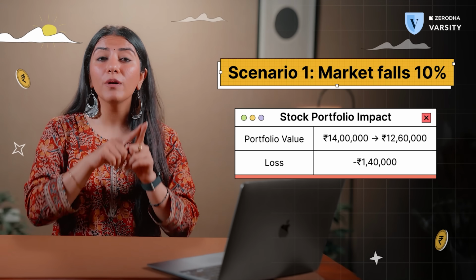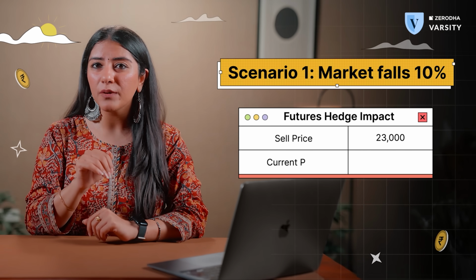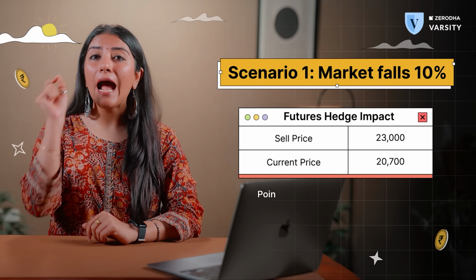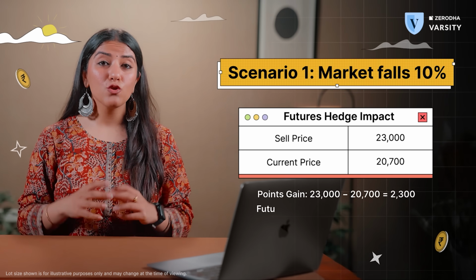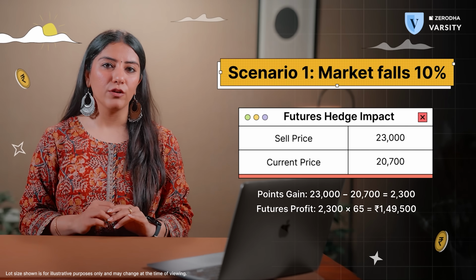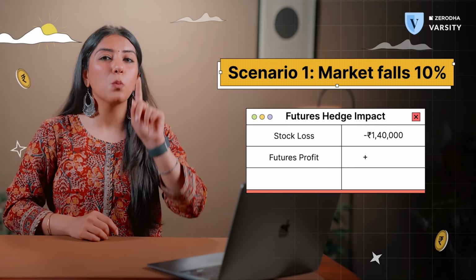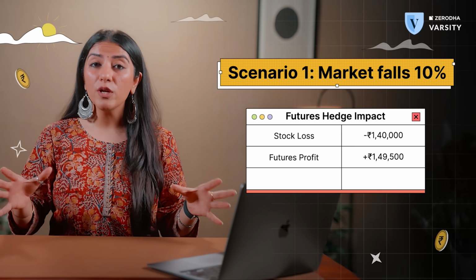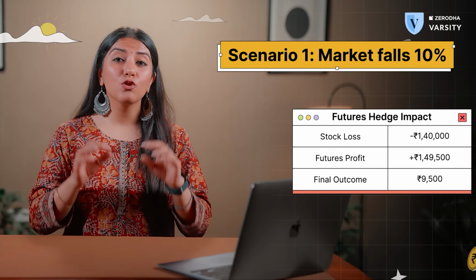Now, what if you had actually shorted the Nifty future at 23,000? Now that price will be 20,700 and profit per unit will be around 2,300 points. So your total futures profit will be 1,49,500. Your stock loss was 1,40,000. Your futures profit is 1,49,500, which means overall you will have a profit of about 9,500 rupees. So the profit from futures offsets the portfolio loss, protecting your capital.